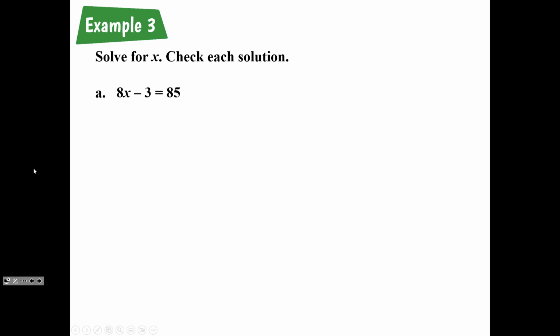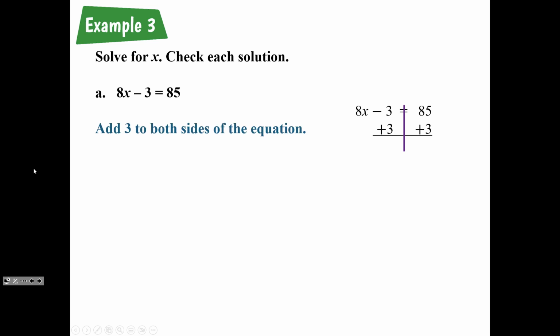Okay, yep. You have to do the plus 3 first. So we want to get 8x by itself on this side, okay? So it's being subtracted by 3. Before we can do any division or anything like that, we have to get rid of that negative 3. So we would add 3 to both sides.